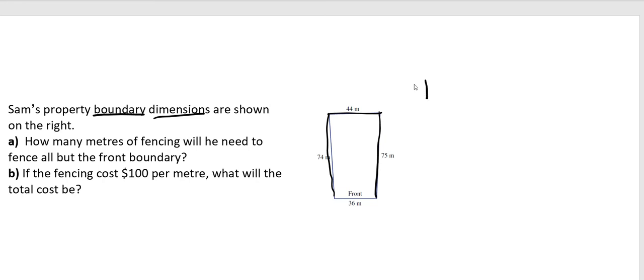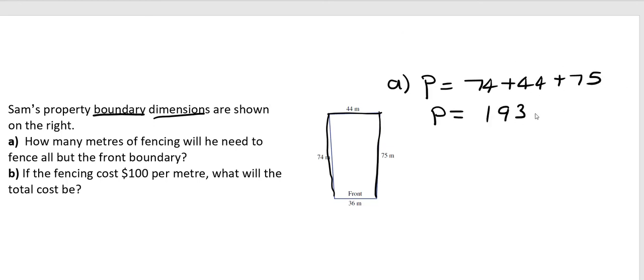So for A, perimeter will be equal to 74 plus 44 plus 75. And you should have gotten 193 meters. Okay, so that's the fence of 1, 2, 3 sides.